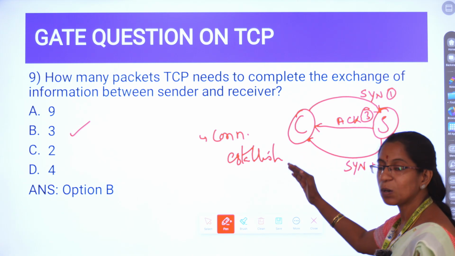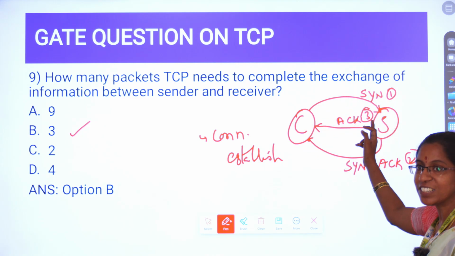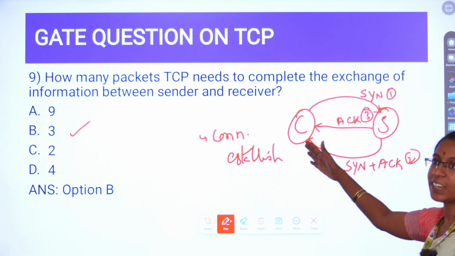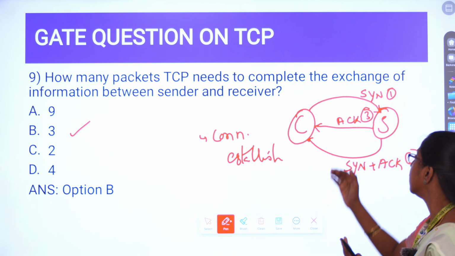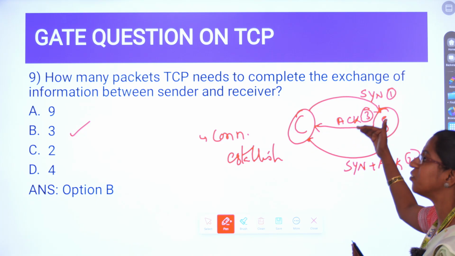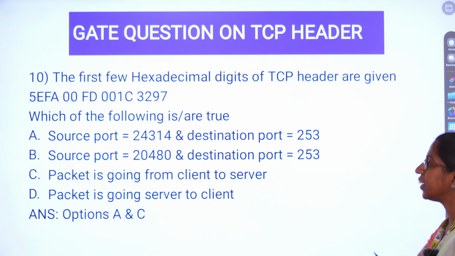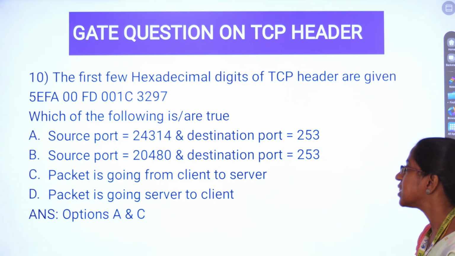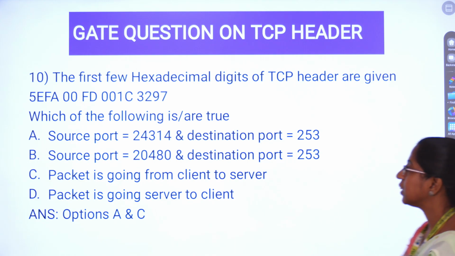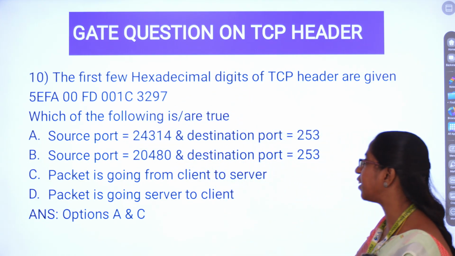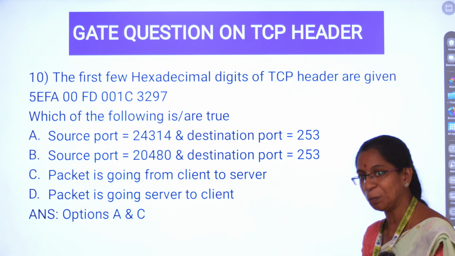When we go for connection establishment, from client to server the data is transmitted. Then the server to client sends its own data plus the acknowledgement number. Then this acknowledgement completes the 3-way communication. Answer is 3. Then the 10th question: the first few hexadecimal digits of a TCP header are given. This is the first few hexadecimal values. Which of the following is true?